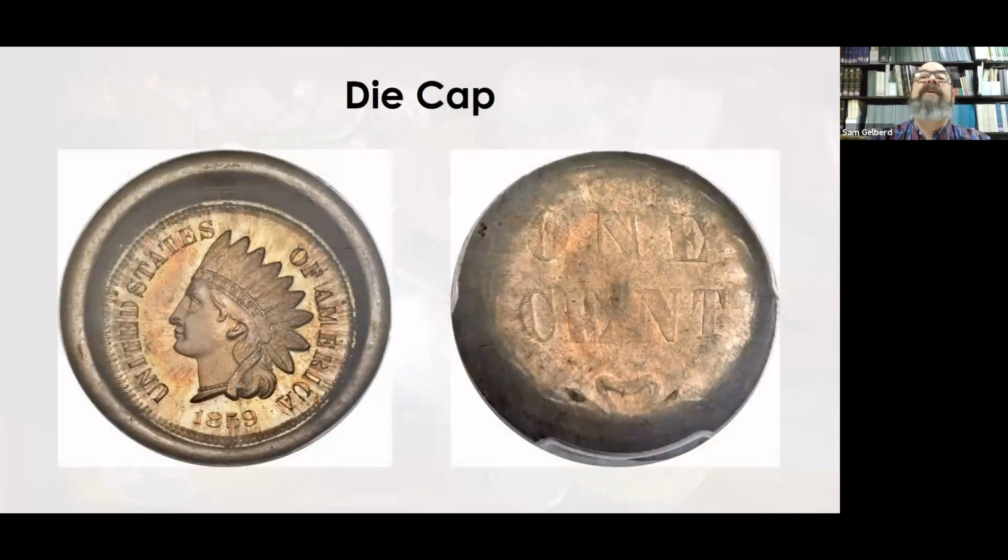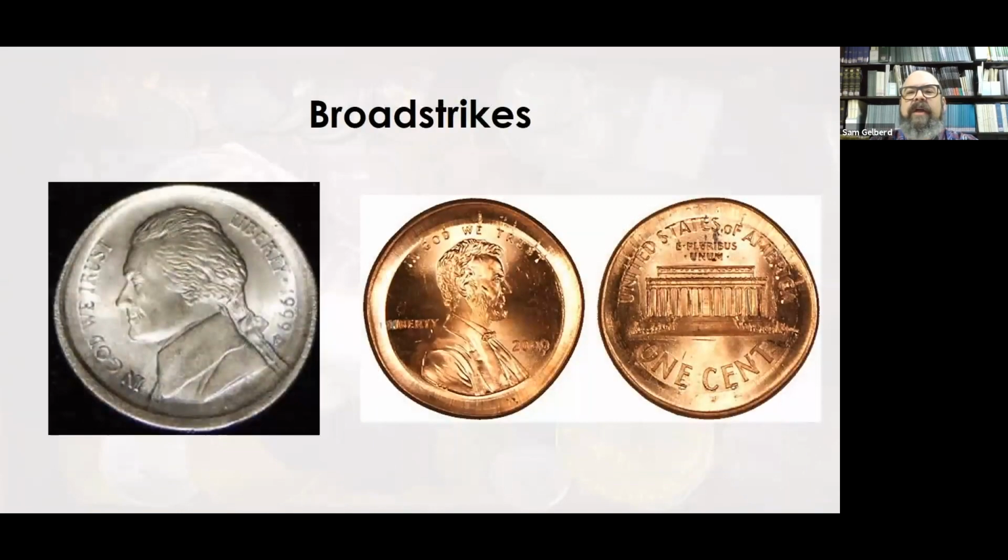Die caps, very, very tricky to get into right now, but of course, sometimes a planchet can get stuck to a die, and it can just keep on striking coins over and over. And the actual planchet will stretch over the die ever so slightly, and it kind of looks like a bottle cap. Very, very cool error.